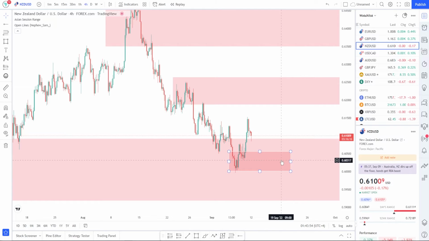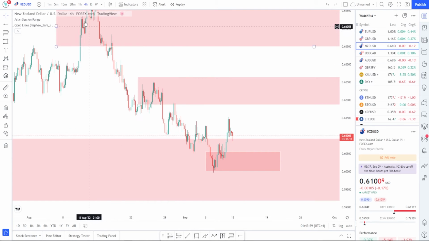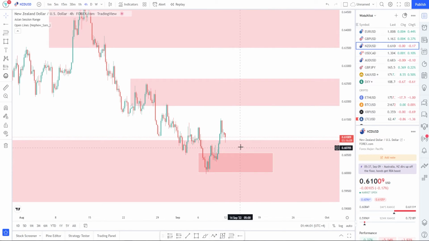Without that, you won't be entering the trade. So you need 15 minute time frame confirmations. Once you get those, you can obviously enter the trade.